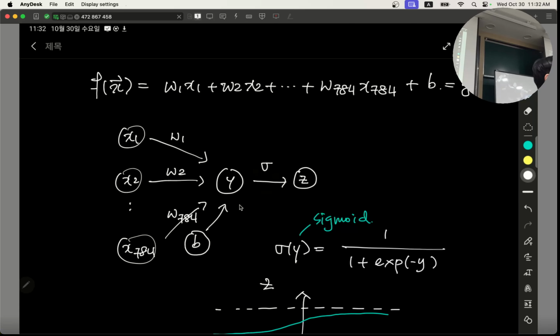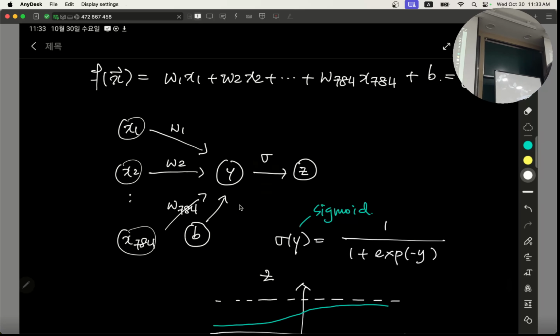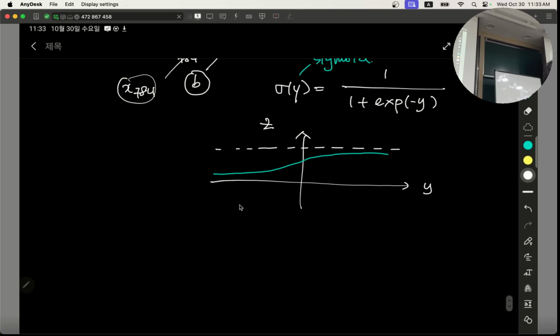Now, in order to apply gradient descent, what was required? In our linear regression, we needed something to minimize. We needed to minimize the error, right? So here we also need something to minimize. That is called a loss function. And what does it measure? It measures the difference between the answer and our prediction.